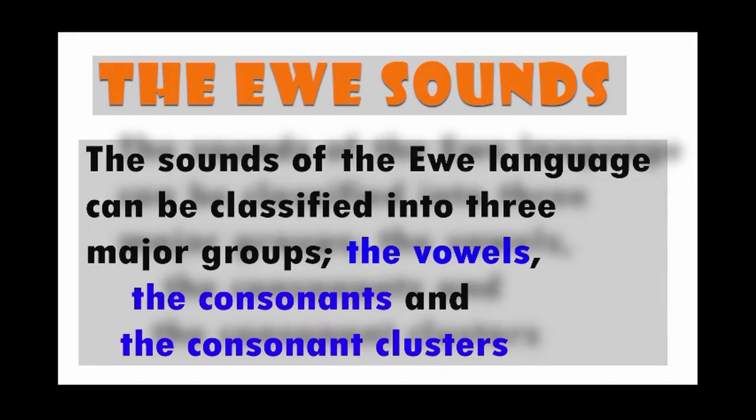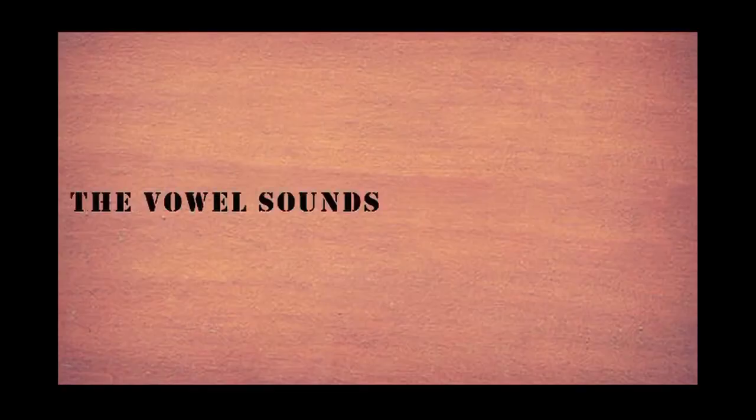The EWE sounds of the EWE language can be classified into three major groups. We have the vowels, the consonants, and the consonant clusters. Let's take a look at the vowels.